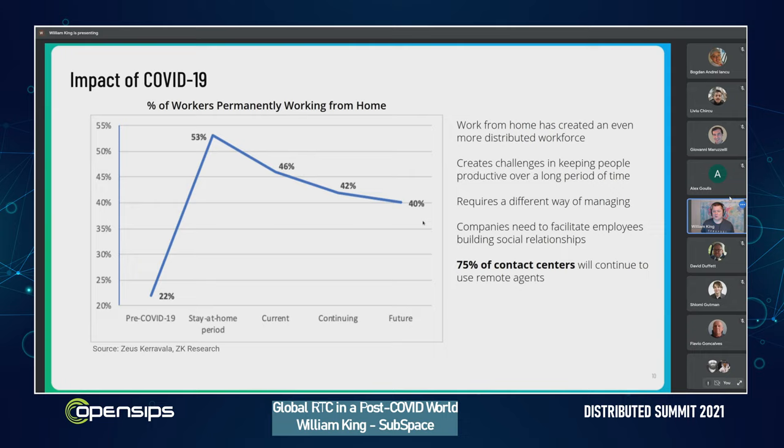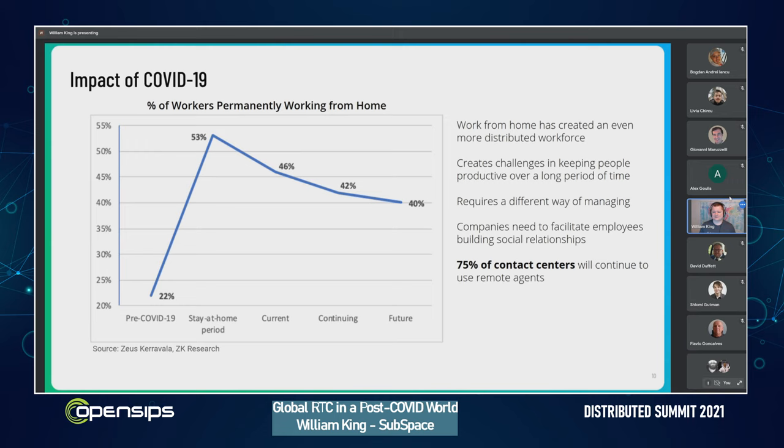But what Subspace is saying is, look, it doesn't matter. The network globally shouldn't matter whether you're at home or in the office, or you're at somebody else's home, or you're traveling to a conference. We should be able to actually trust that the internet works for real time.